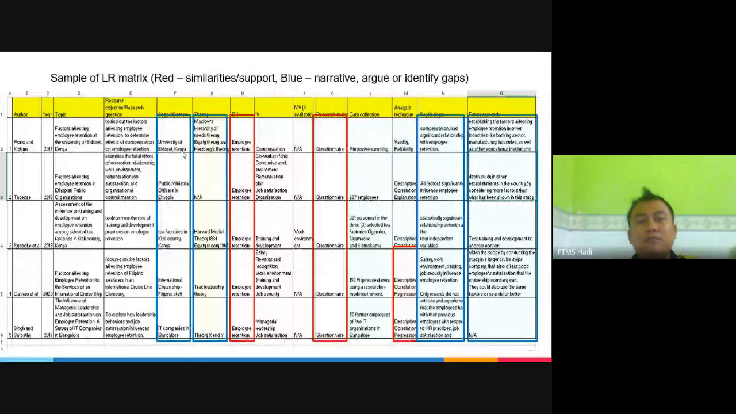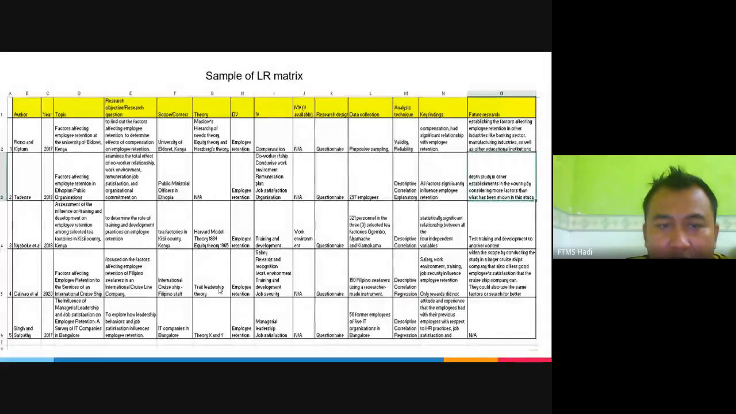Okay, you see, the red here means which have similarities or support. And the blue one is to narrate, argue, and or identify gaps, because there are differences between these. Okay, let's have a look at the original one. Let's have a look at the similarities. This one, all similarities, right?